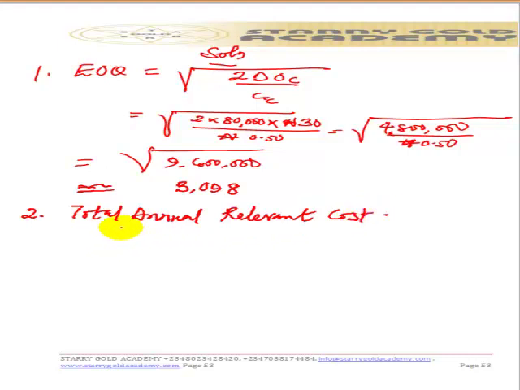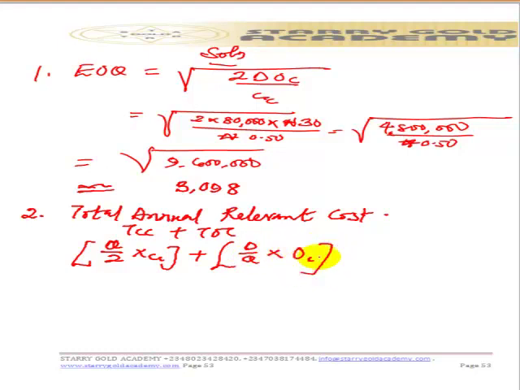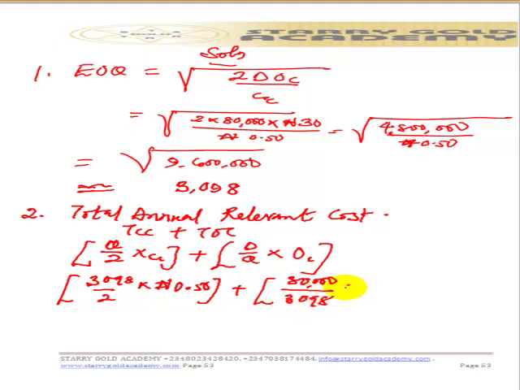that's going to be the total carrying cost plus total ordering cost, and that's going to be Q divided by 2 times CC plus D divided by Q times OC. I'm using variables that are common and picked from some of the names, so we can be familiar with the formulas and what they relate to. Now our Q in this case is 3,098 divided by 2 times our carrying cost of 50 kobo, plus our annual demand of 80,000 divided by 3,098 times the ordering cost, which is 30.